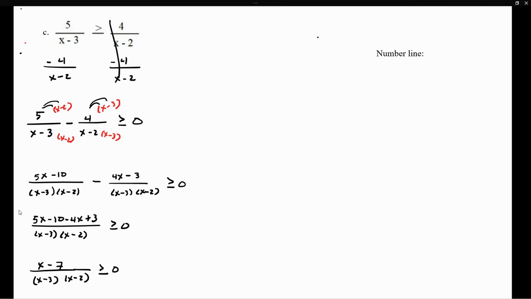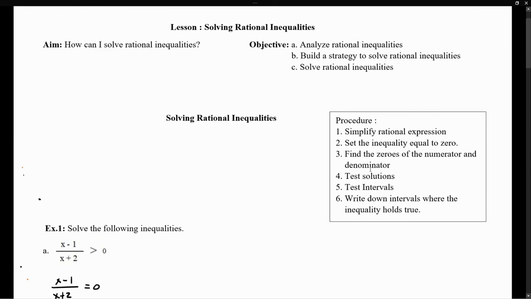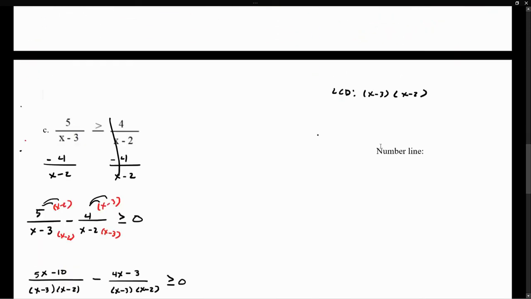And now notice that all we have done is rewrite the original inequality, which was written with two rational expressions, as a single expression. So now I can ignore this and just work with this. And now that I have it in this form, we can do the procedure that we stated previously. So let's do that procedure.